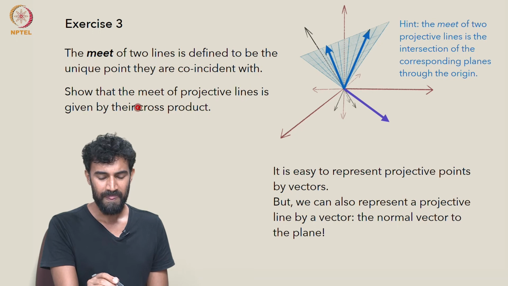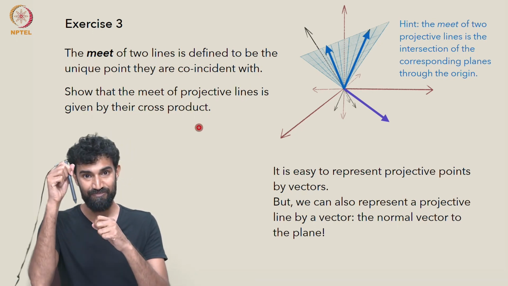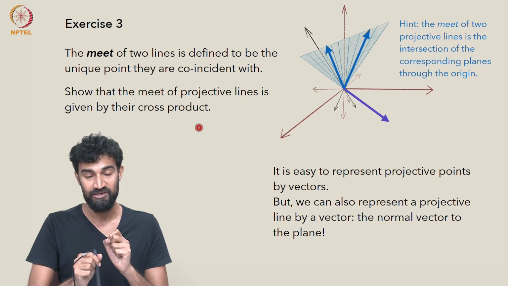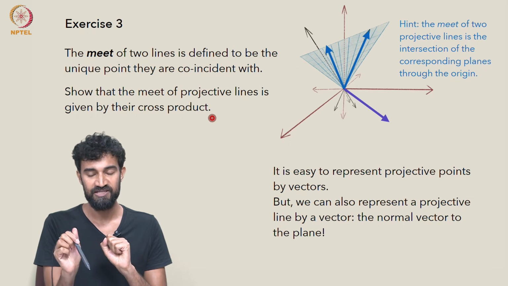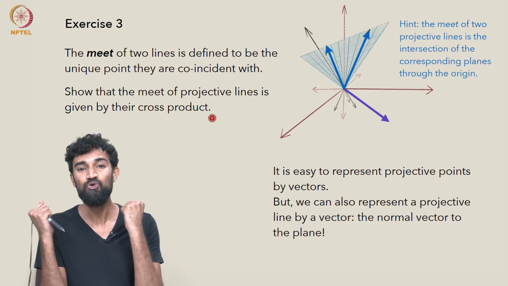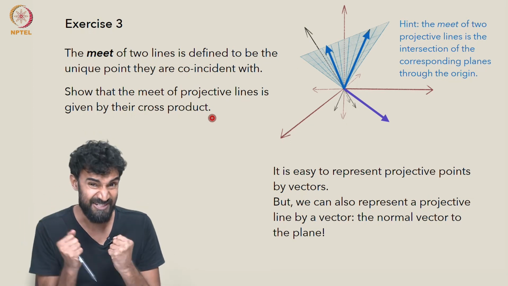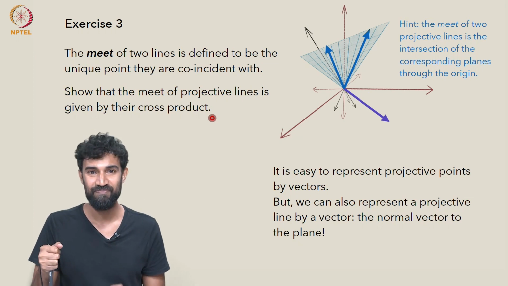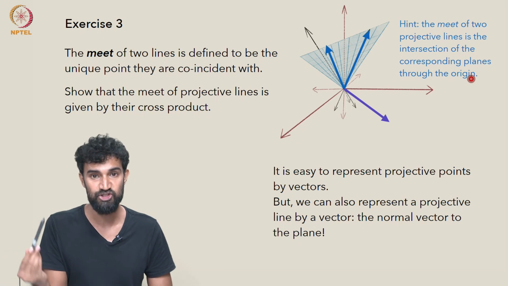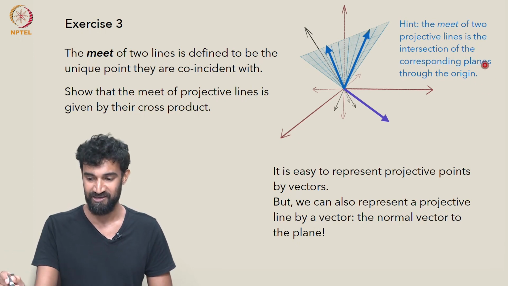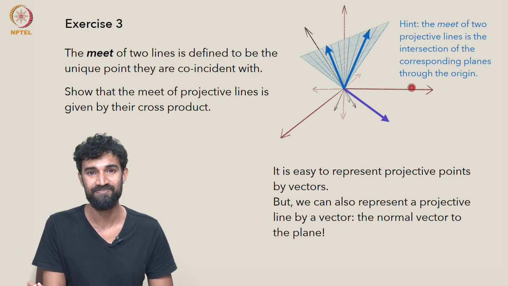But the exercise is to show that the line through the origin that we get can also be thought of as the cross product of the normal vectors of the two planes through the origin that we intersected to get that line. So I'll leave it to you to think about that, but again, using the geometric interpretation of the cross product will be key to solving this. So good luck.